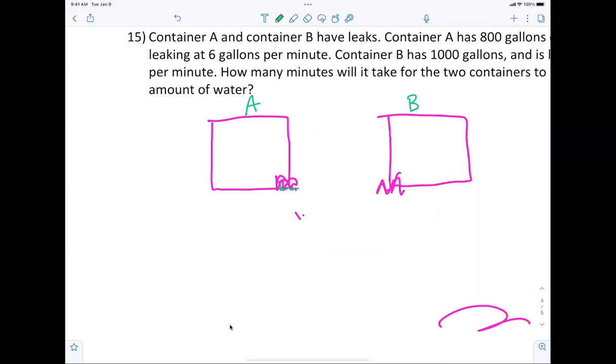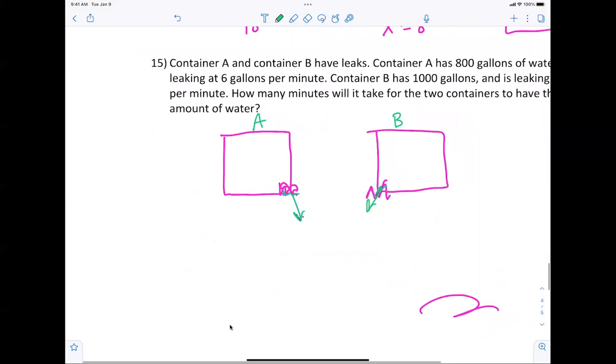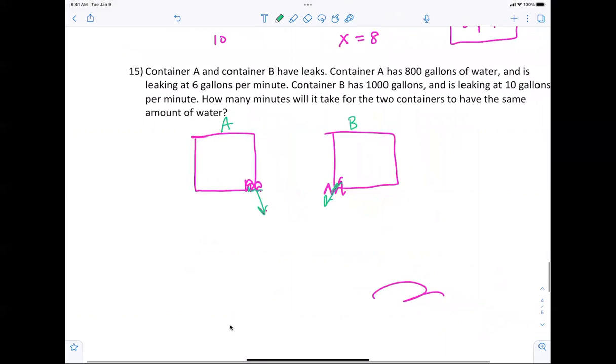I got a leak down here in the corner. Something's coming out, right? So container A and container B have leaks. Container A has how many? So everybody should put 800 gallons here. And is leaking at what? Container B has what?